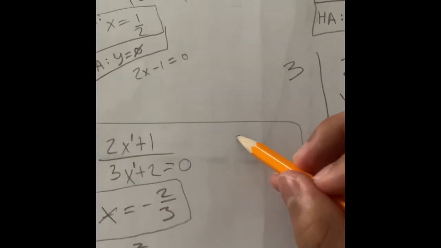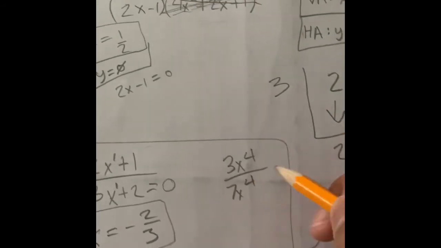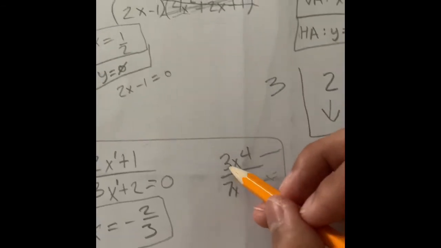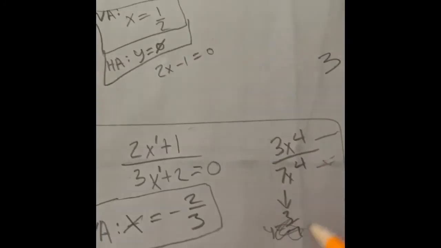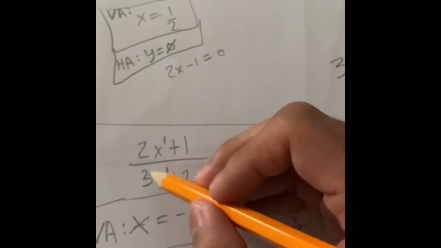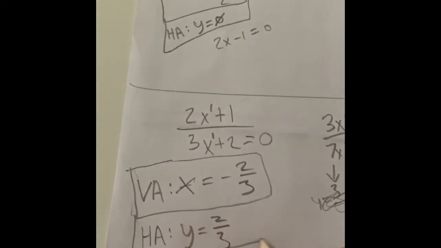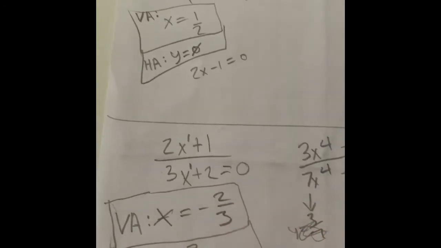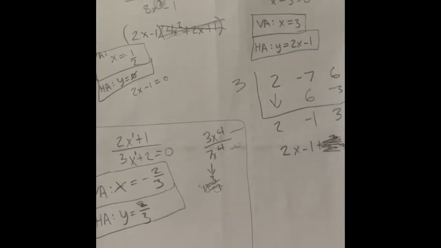Now let's say in another case, it's like 3x to the 4th over 7x to the 4th or something. Then since they're the same highest degree, it would be 3 over 7 as your horizontal asymptote. But in this case, since it's 2 and 3 as leading coefficients, the horizontal asymptote is 2 over 3. And the vertical asymptote, -2 over 3. So that was how you find the vertical and horizontal asymptotes.